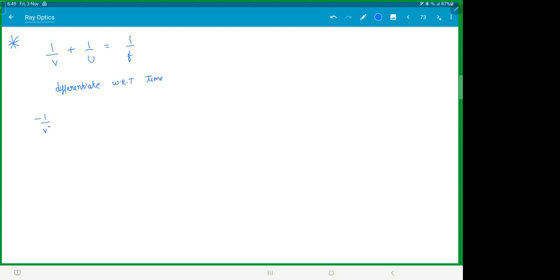We have done this in errors. -1 by v square dv by dt, -1 by u square du by dt, -1 by f square df by dt. Since focal length is constant, this term is 0. Then you end up with dv by dt is equal to -v square by u square du by dt. This is a very important formula. So dv by dt can also be written as -m square (magnification) du by dt.